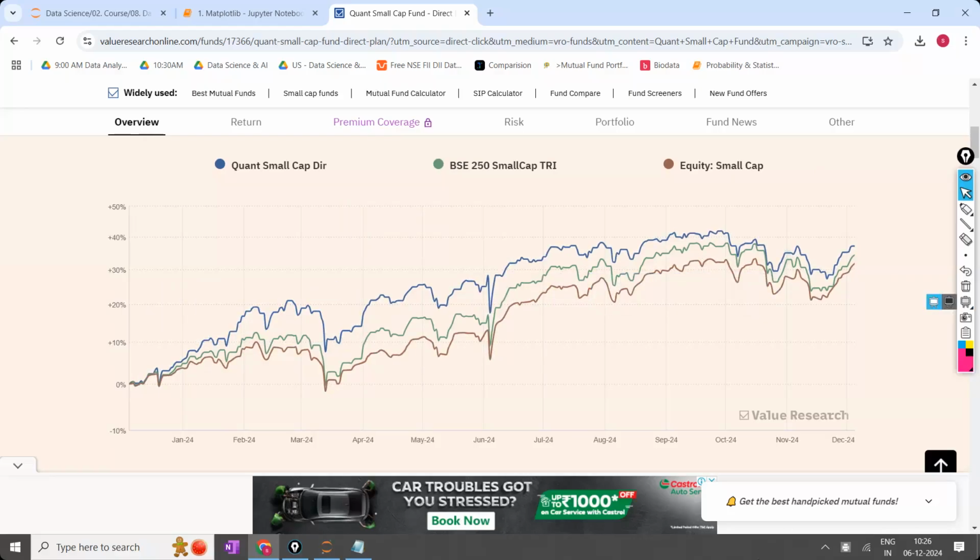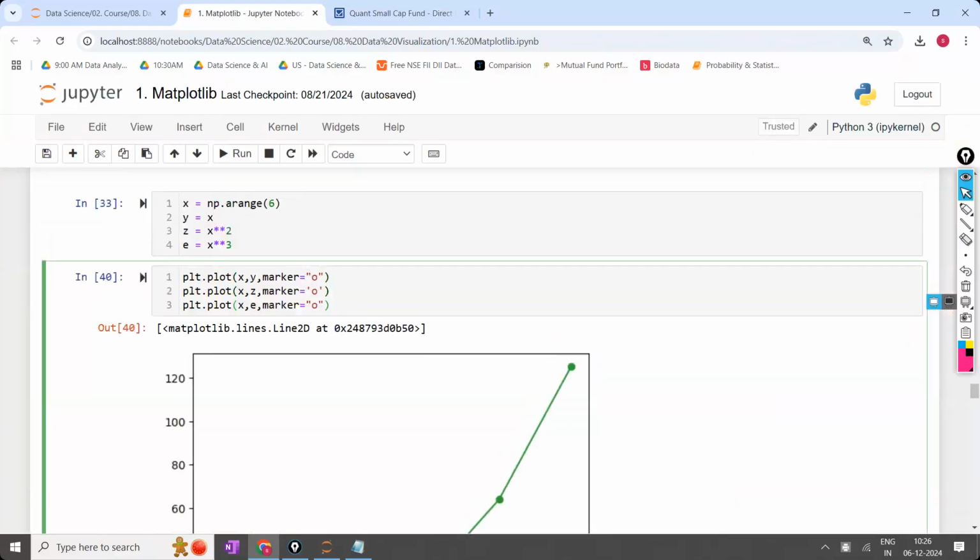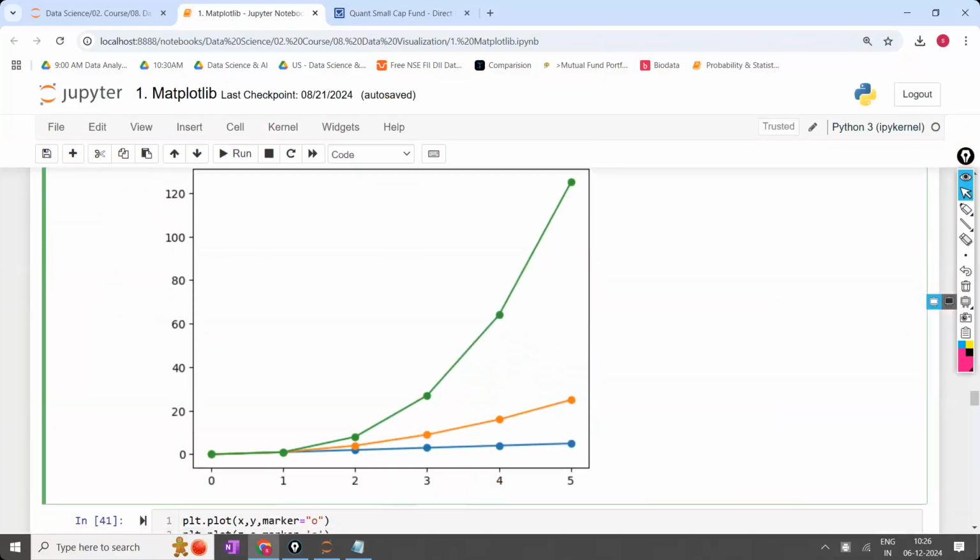Now out of these three, what does the blue one indicate? Quant. How do you know that? Because the word was written, blue is equal to small quant. This is called a label. These three of them are called labels. Now in this diagram you have three lines, but which one is which? X comma Y is which one? X comma Z is which one? X comma E is which one?